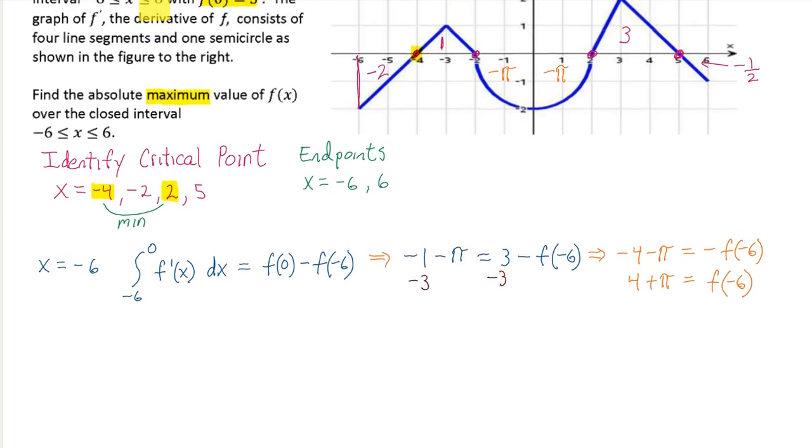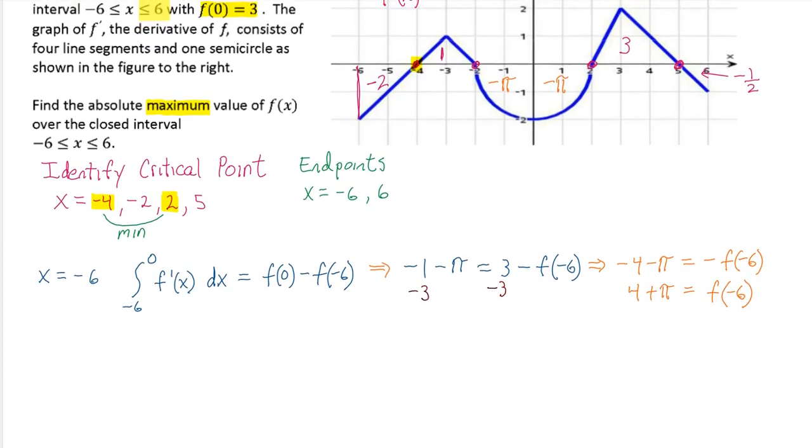Okay, let's do the next one then. We need to do x equals -2. So let me write the integral here first. So this time it's going to be the integral from -2 to 0 of f prime of x dx. And this time that'll equal f of 0 minus f of -2.